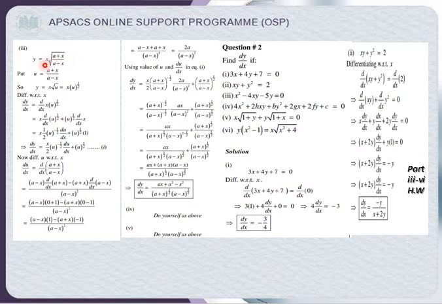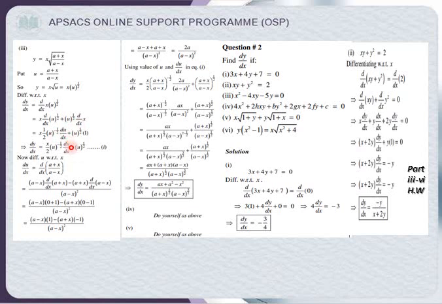Now for part 3, I suppose u is equal to (a plus x) upon (a minus x). Then y is equal to x root of u, or we can say x u raised to the power half. Now differentiate with respect to x. So u into v we can apply: u same v derivative, v same u derivative.